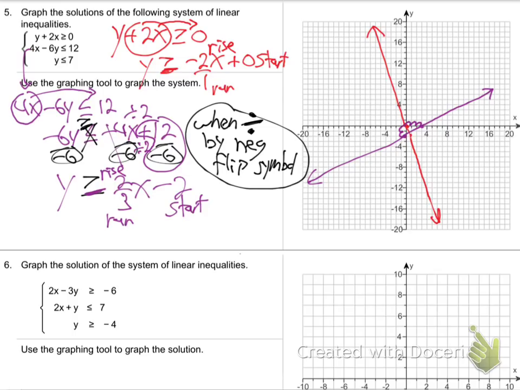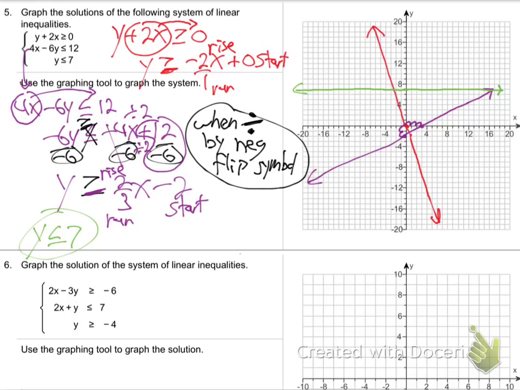Finally, the third equation is y less than or equal to 7. That's only got one letter, so that's just a straight line that hits the y-axis at 7. So it'll be right here. It's going to be solid. It's a solid line. It just hits right there at 7. And like that. And okay, now it's time to do all three.